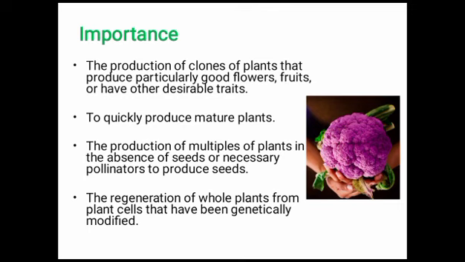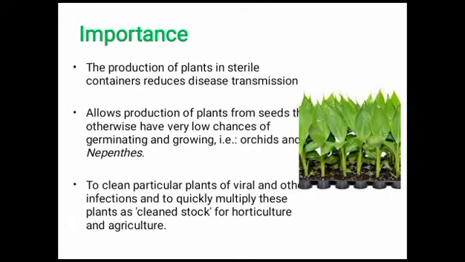The regeneration of whole plants from plant cells that have been genetically modified means we can genetically modify that specific plant species. Then the first importance of plant tissue culture is that we can produce clones of plants, and those clones produce particularly good flowers, meaning any plants grown from plant tissue culture have high quality, good flowers, good fruits, or show desirable traits. So by using plant tissue culture we can quickly produce mature plants.